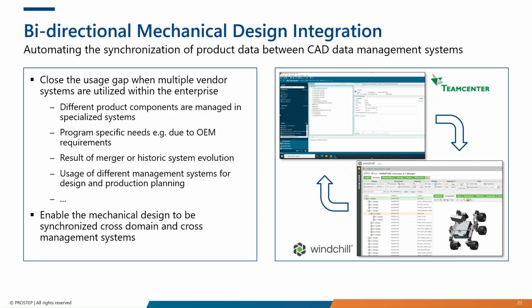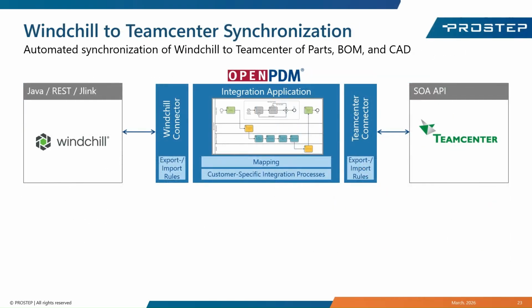But what we want to do is enable that mechanical design to be used in the other system and synchronize it really back and forth so that you can use both systems effectively and use them for CAD design. So let's start with Windchill to Teamcenter synchronization. And this is automating the synchronization of data from Windchill into Teamcenter.